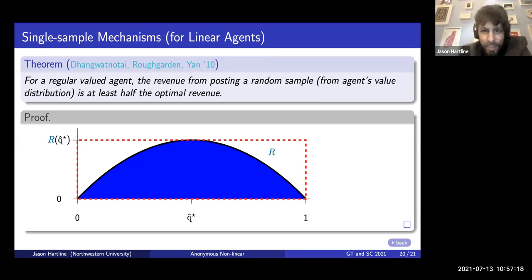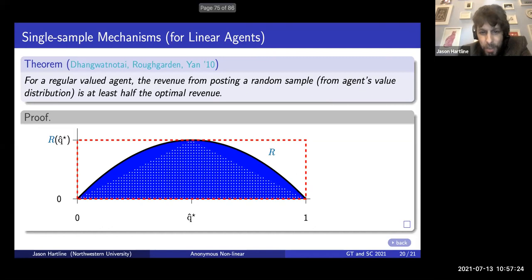And now we're just going to invoke the regularity, which is, again, the concavity of this revenue curve, to argue that the inscribed triangle is less than the blue area, the revenue from posting a random sample. And by simple geometry, the inscribed triangle is exactly half the rectangle, which is the optimal revenue. And so here we see from simple geometry that twice the expected value of a random quantile of the revenue curve is at least the optimal revenue that I can get from posting a price.